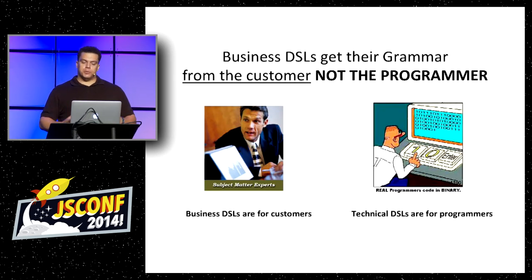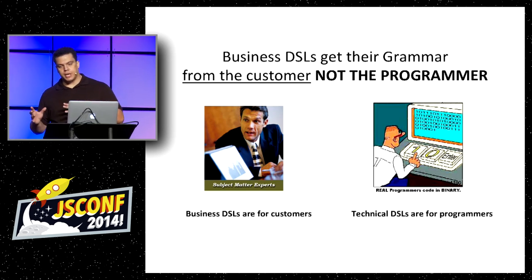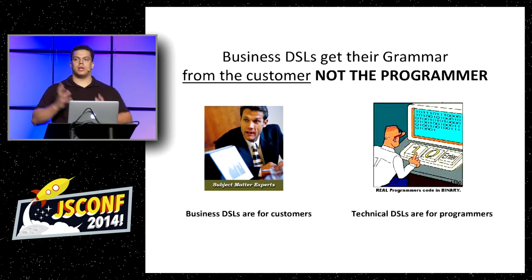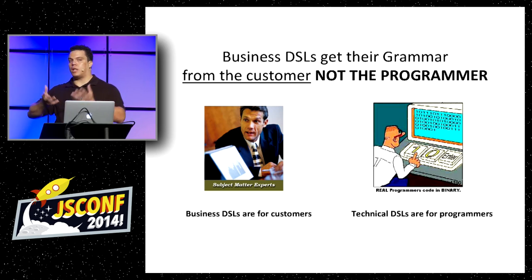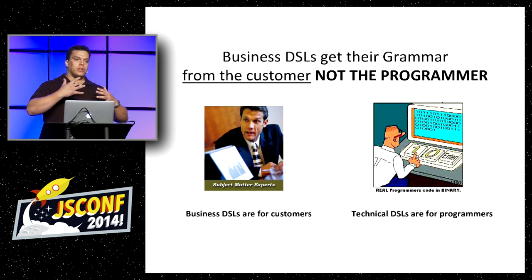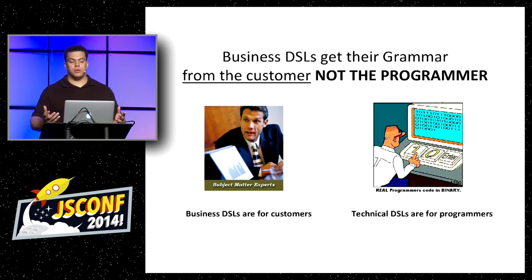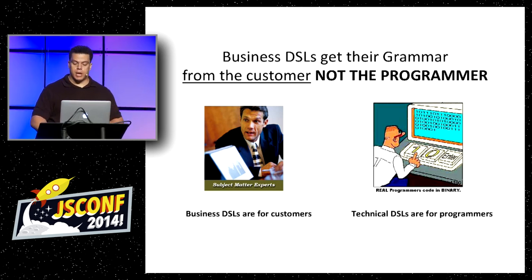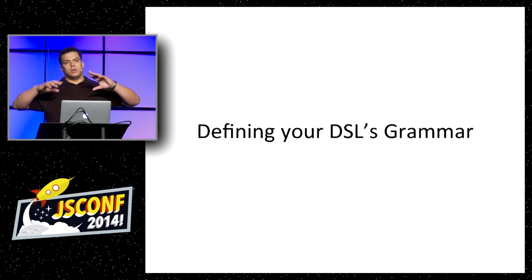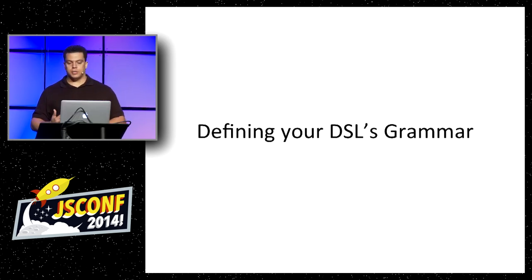The key difference between business DSLs and technical DSLs is that the business DSLs come from the customer. Meaning the grammar of the DSL comes from the customer. When you're developing a technical DSL, you, as the programmer, pretty much know everything you need to know. But for a business DSL, you need to get it from, hopefully, the subject matter expert. So to illustrate that, I'm going to take you through defining a DSL's grammar.